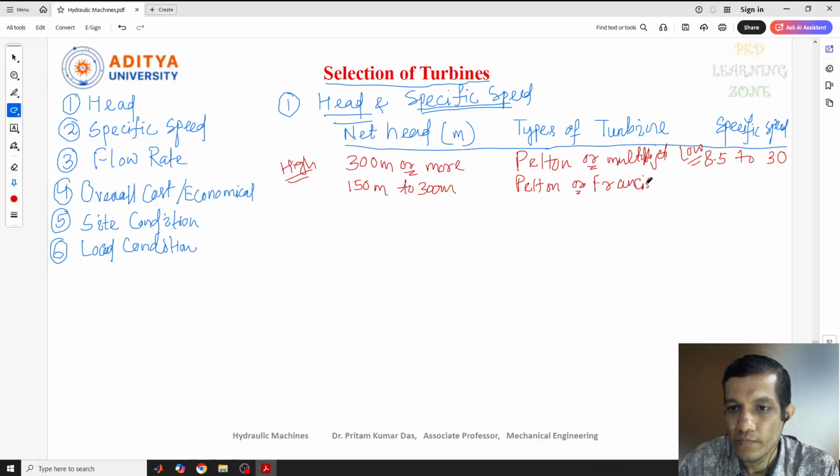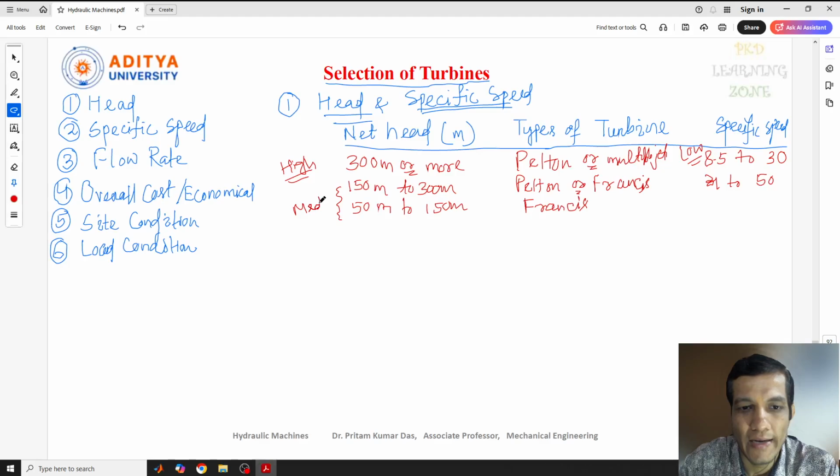Here the specific speed will be different, with values from 31 to 50. These will come under the medium head, because the medium is categorized into two types. Again, this will be 50 meters to 150 meters of net head. Here only one turbine is selected, that is the Francis turbine. Some books give only high, medium and low, with no further category, and some books give it in this category way also.